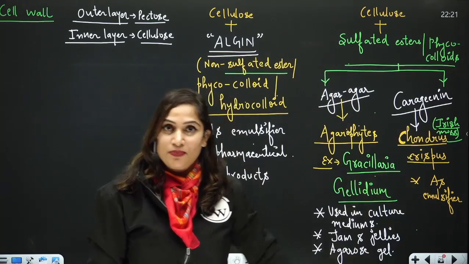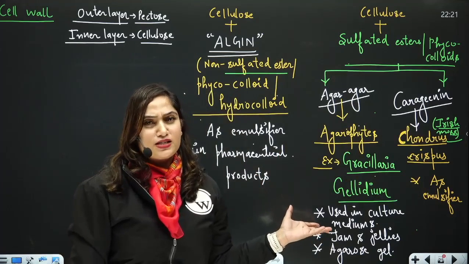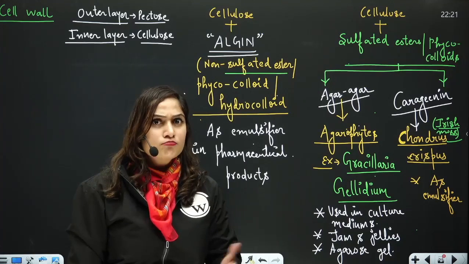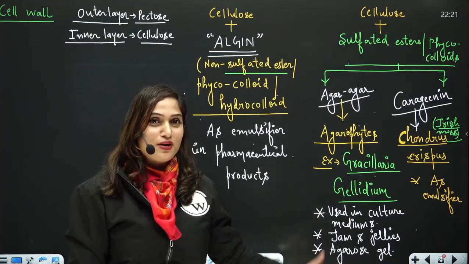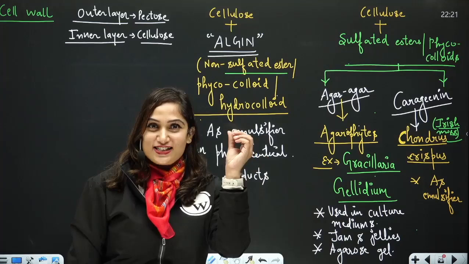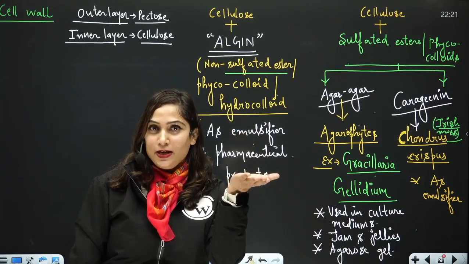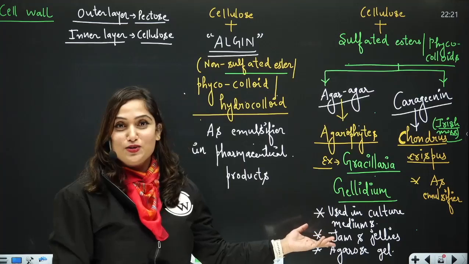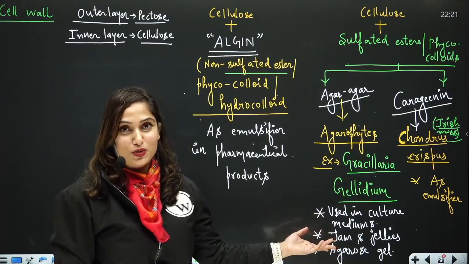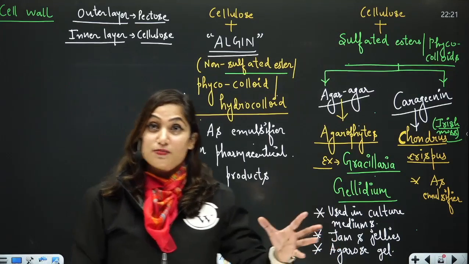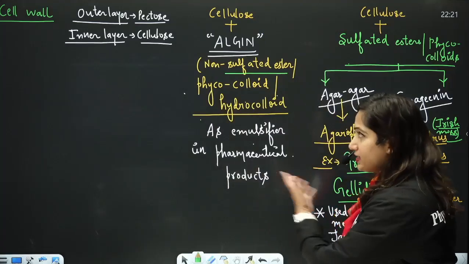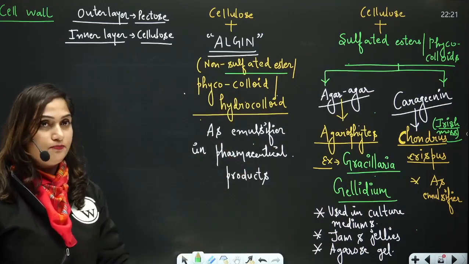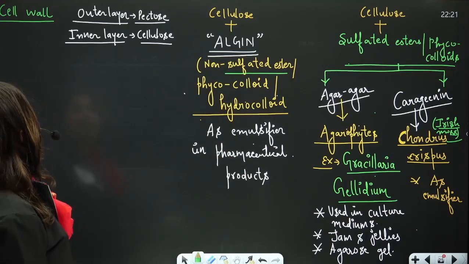and cosmetics. Agar-agar: you must have heard of agarose gel in gel electrophoresis. Agarose gel is formed from agar-agar. Jams and jellies have a thick consistency, right? Because of agar-agar. And agar-agar is also used in culture mediums in tissue culture. So this is about the cell wall. I hope you understand the cell wall and you have learnt the names along with me. Let's move on.